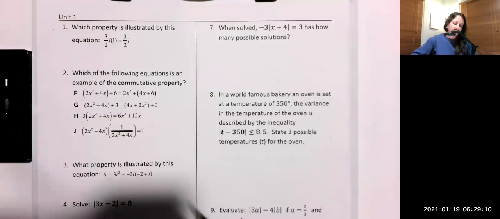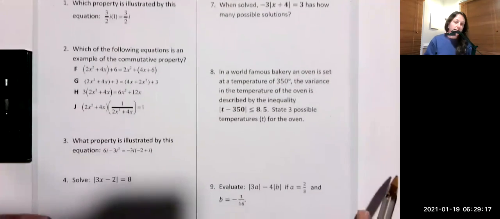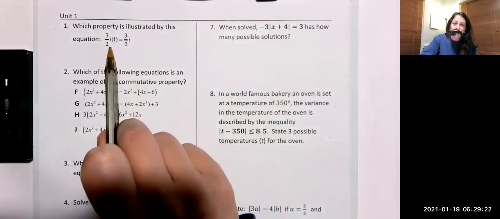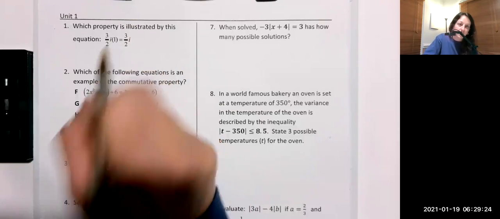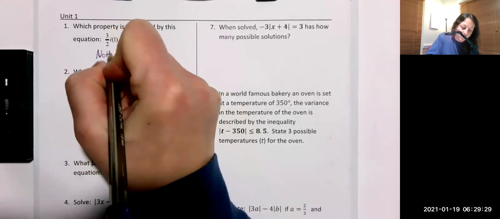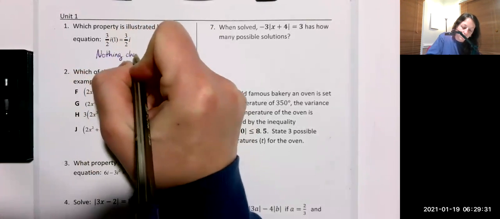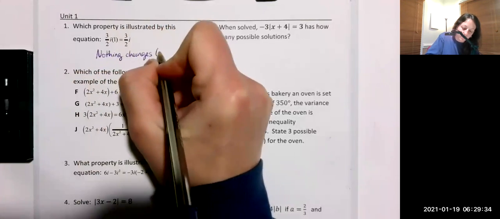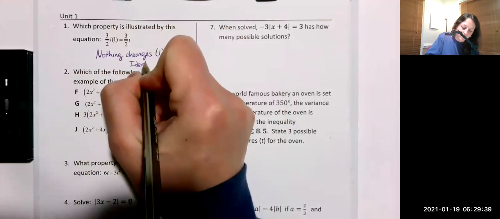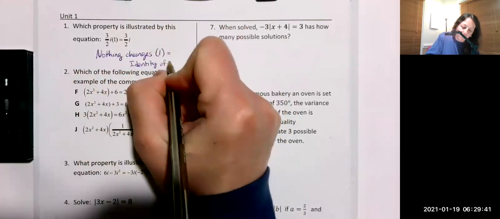So I'm going to begin with the first three problems from Unit 1 because they are all about properties and just naming what's happening. So first of all, problem number 1, which property is illustrated by this equation? If you notice, there's a 1 being multiplied in there and nothing changes. When nothing changes through multiplication, multiplying 1, that is the identity of multiplication because you're not changing anything.